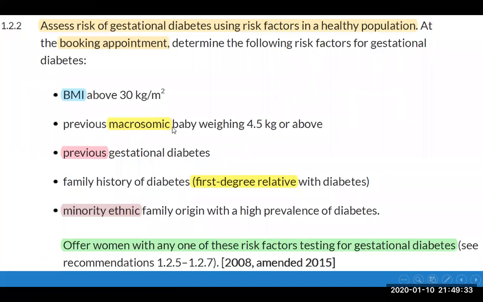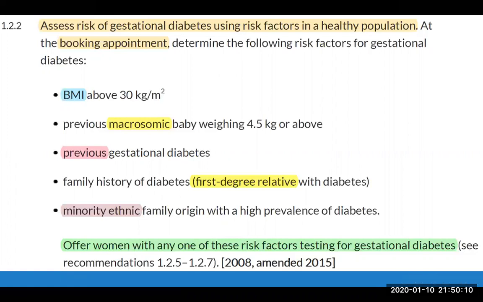The previous macrosomic baby, which means weight more than 4.5 kilograms, previous gestational diabetes, family history of diabetes in a first degree relative, not second degree, first degree relative. Minority ethnic family origin with high prevalence of diabetes is a risk factor for GDM. So: body mass index more than 30, previous macrosomic baby, previous gestational diabetes, family history of diabetes in a first degree relative, or minority ethnic group. For every female with these risk factors, we must screen for gestational diabetes.